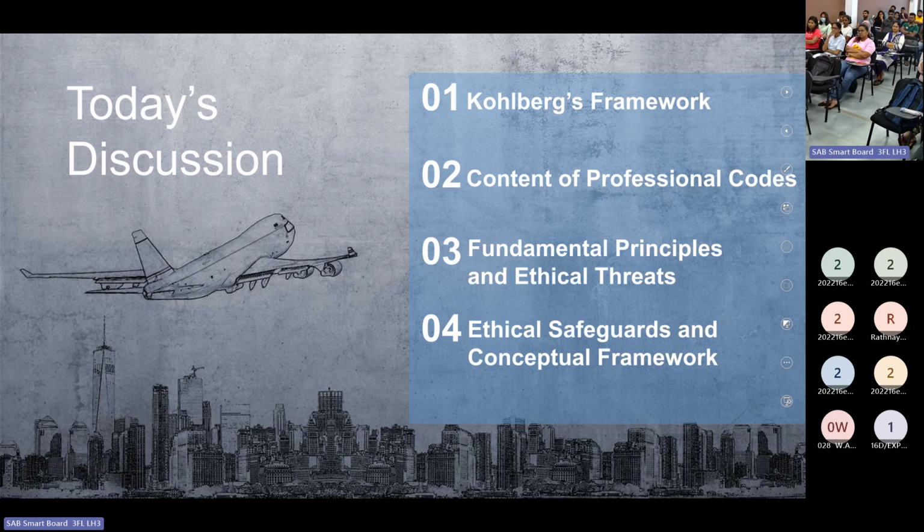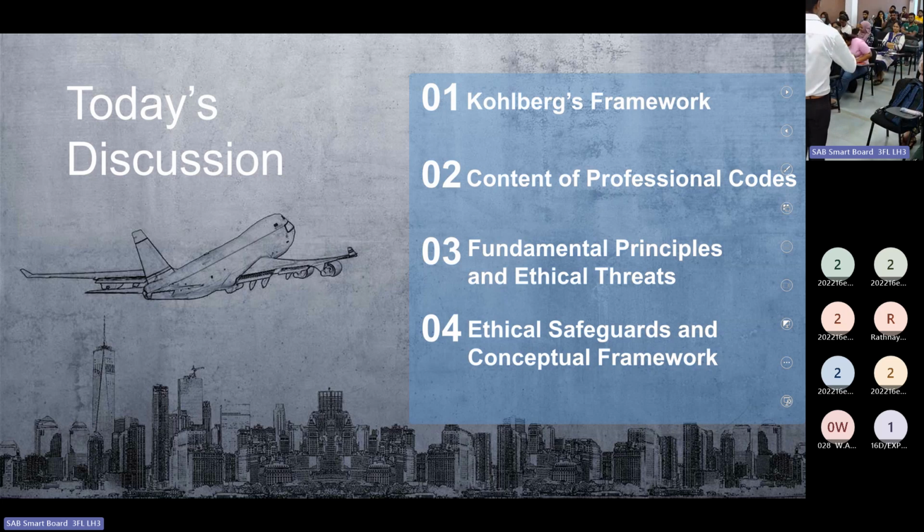And the third point, fundamental principles and ethical threats, right? As a profession, what kind of fundamental principles do we need to follow? What kind of threats do we have as accountants? And ethical safeguards and conceptual framework. How are we protecting ourselves from those threats? What kind of conceptual framework do we need to follow to escape from these threats, right?